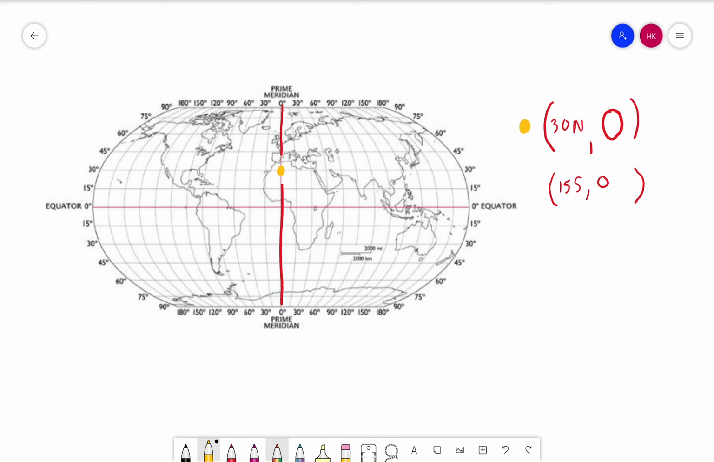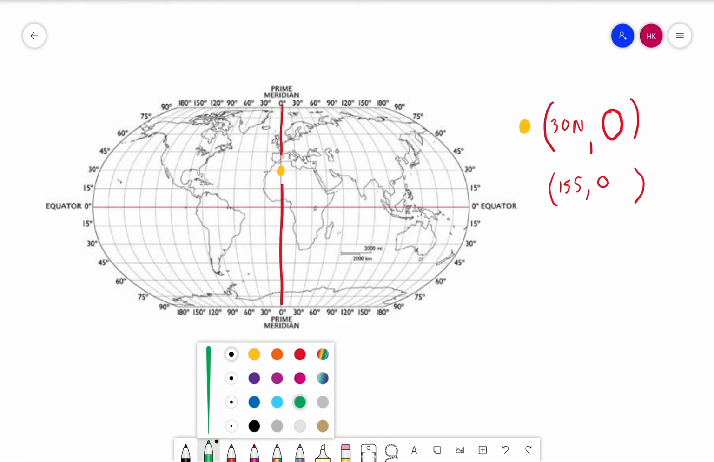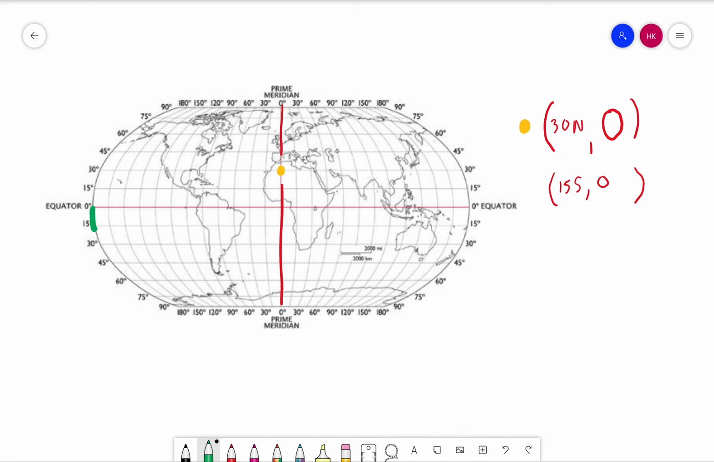Then when we want to do 15 south, we're going to come right here, go to our equator, 15, follow to 0, 15 south. I'm going to erase my trail so I can see this is the only coordinates for 15 south. And this is green, okay? Now it is your turn.